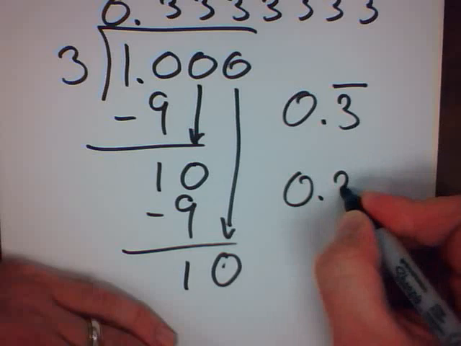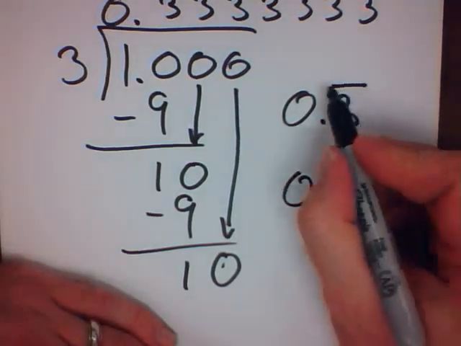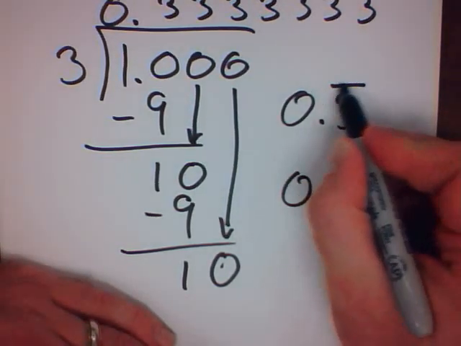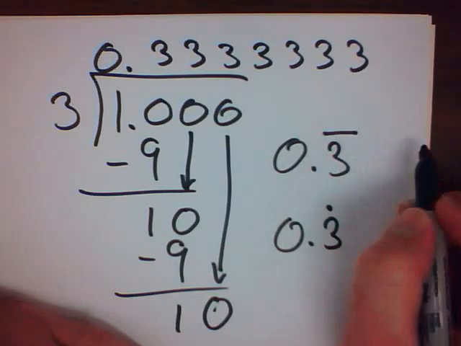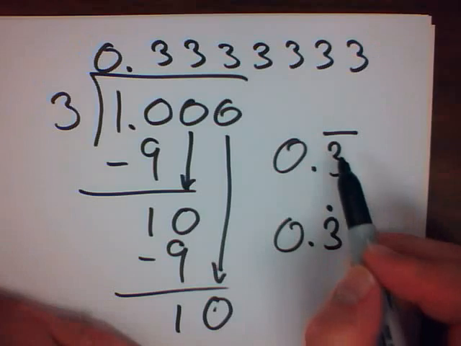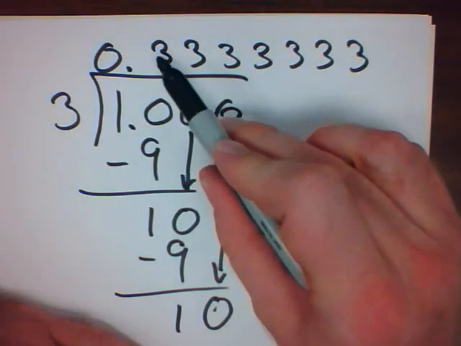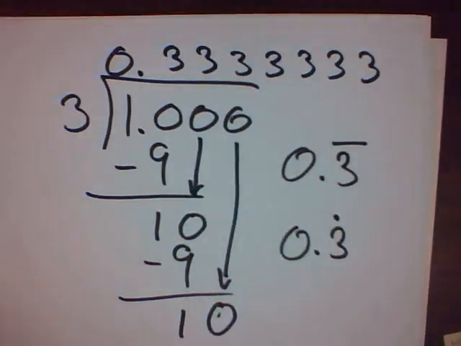Now, some places do it like this, but in my classroom, I prefer the line over top, which I will show you why in a few minutes. So this indicates that it's a repeating number. It's a better answer, a more accurate answer than rounding this. Let me do some more examples.